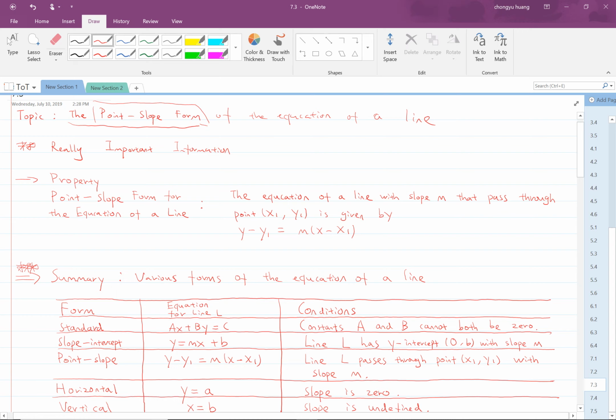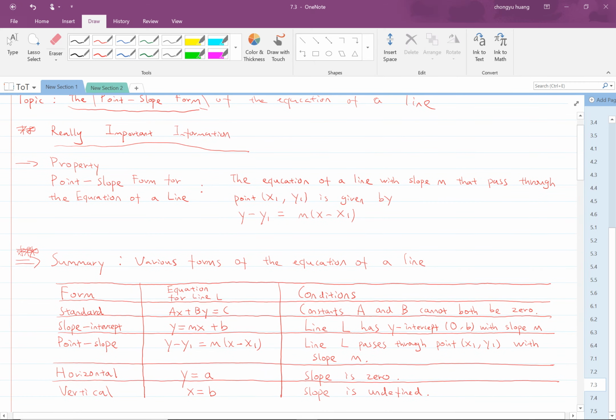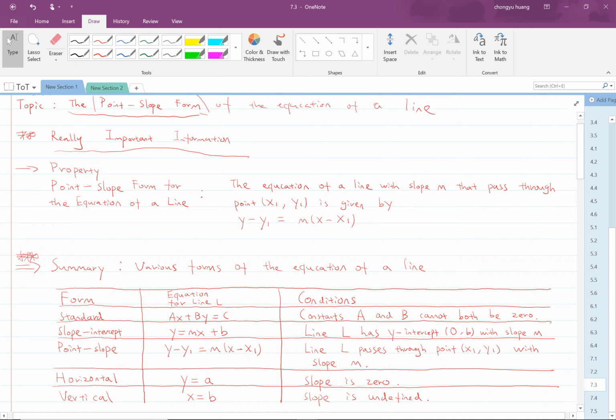Okay, so all the really important information is down below. That's basically all the important information which I want to explain to you guys. So the first thing we are going to talk about is one of the properties, the property of the point slope form for the equation of a line.